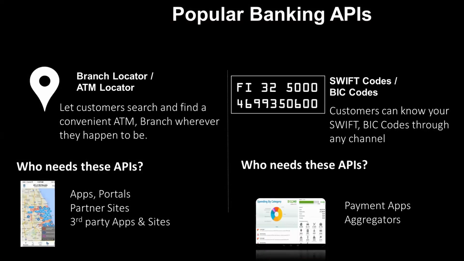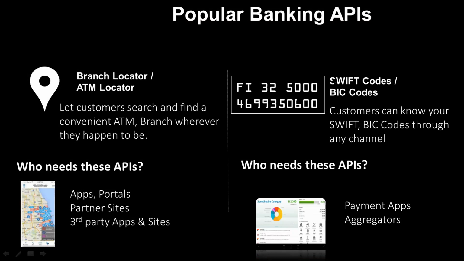I have a list of some popular banking APIs which are used by most banks. Think of a scenario where you develop an external mobile application where you want to locate ATMs for any bank in a particular location. This is a branch locator and an ATM locator. Banks can expose these APIs, and these APIs can be used by applications, portals, partner sites, or third-party sites, or whatever it may be.